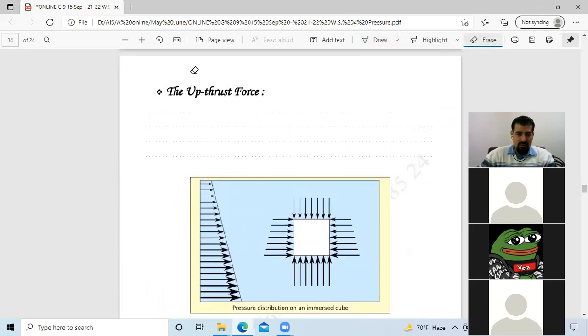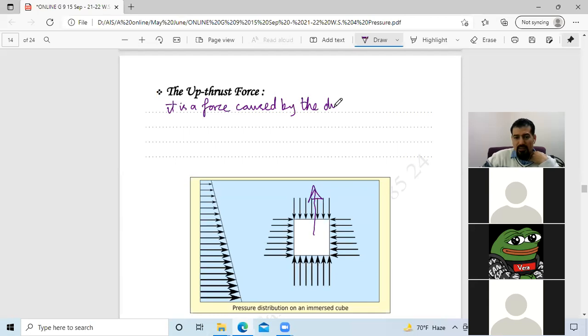So what's the upthrust force? I'm sorry, I put a tick, it's not included in our syllabus definition. But as you can see, for any object there is a pressure from the top and a pressure from the bottom. The pressure from the bottom is bigger. So the difference in pressure causes a difference in force, and this force is called the upthrust force. Any object inside any fluid has a force acting on it upwards called the upthrust force, from the water, or from the air on a balloon. The balloon has a force upwards, which is called upthrust. So it is a force caused by the difference in pressure of the fluid on any object inside it.